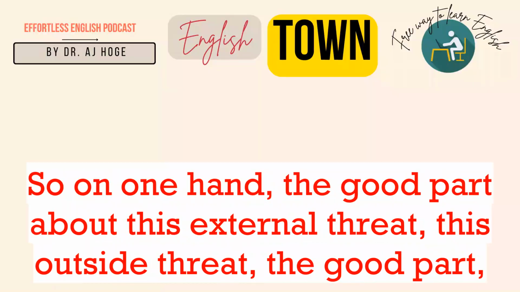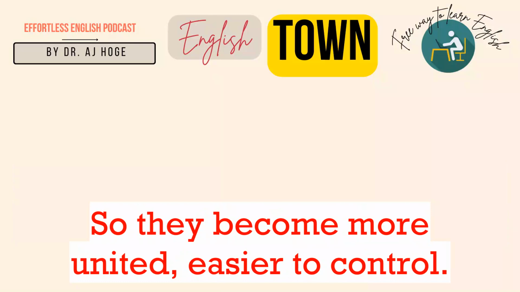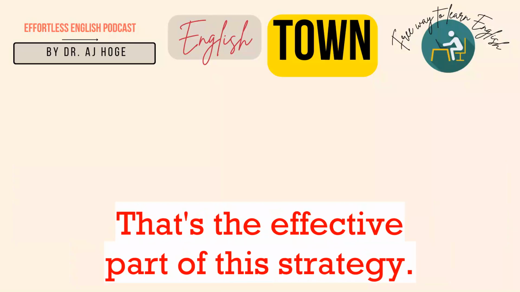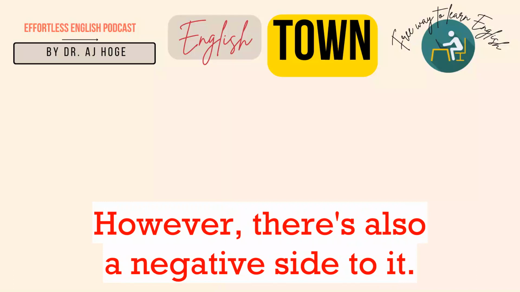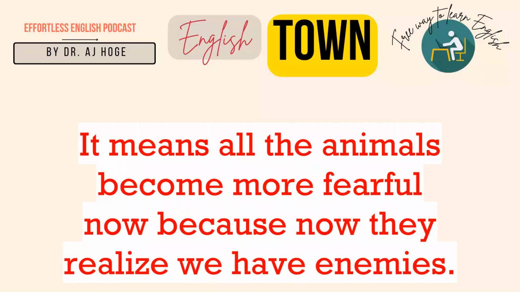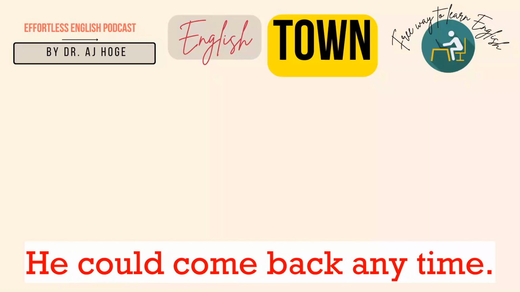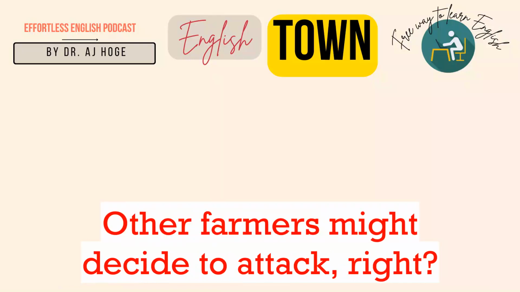And especially because Mr. Jones attacks. So on one hand, the good part about this external threat, this outside threat, the good part, meaning the powerful, effective part, is that it makes everybody in the farm more afraid. So they become more united, easier to control. That's the effective part of this strategy. However, there's also a negative side to it. It creates fear, right? It means all the animals become more fearful now, because now they realize we have enemies. Mr. Jones is still out there. They didn't kill Mr. Jones. He could come back any time. Other farmers might decide to attack, right?